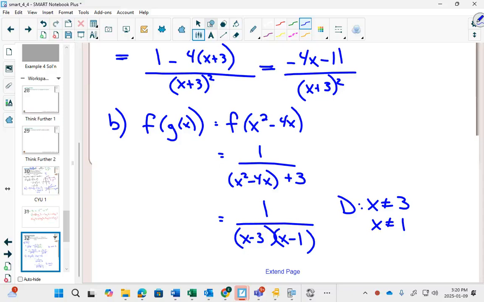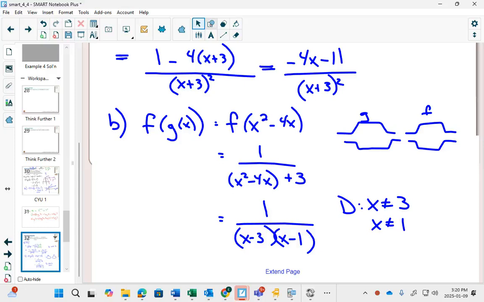In fact, if we imagine this as functions in our function machines, first you put it into g and then you put it into f. Okay? Whatever you put into g gets squared and then minus 4x. So when you plug in 3, there'd be no problems. 3 squared is 9, minus 12, negative 3 would come out.